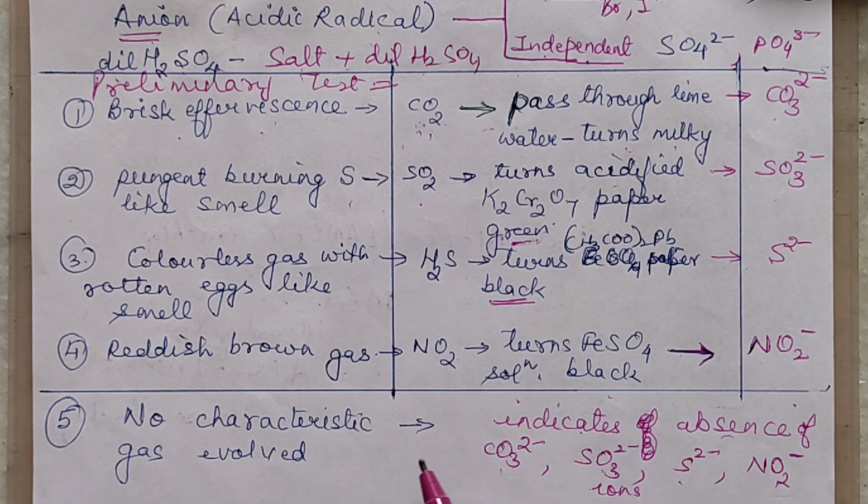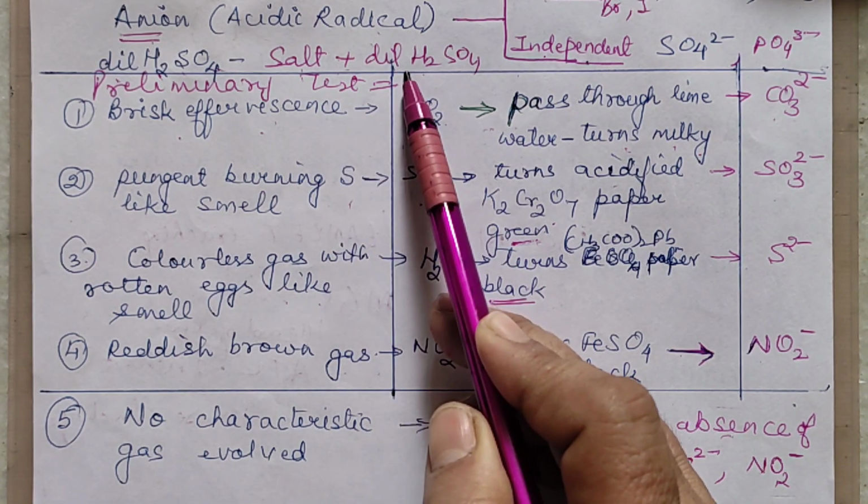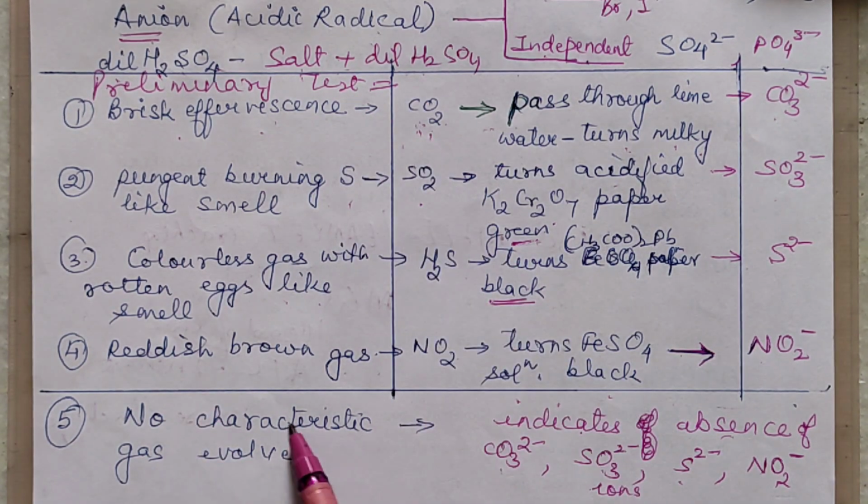No characteristic reaction is observed. No characteristic gas is evolved. Indicates the absence of this. That means this will be in the experimental column, this will be in the observation column, and this will be in the inference column. Right. So this was the complete set of dilute sulfuric acid.